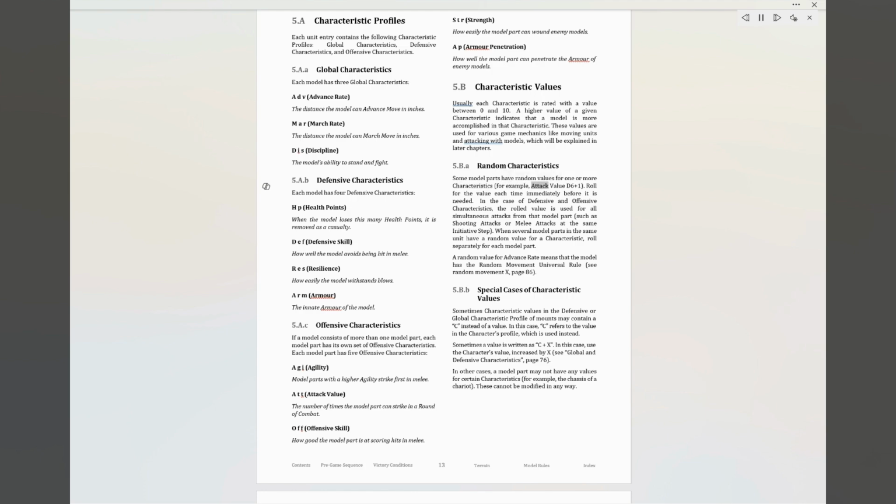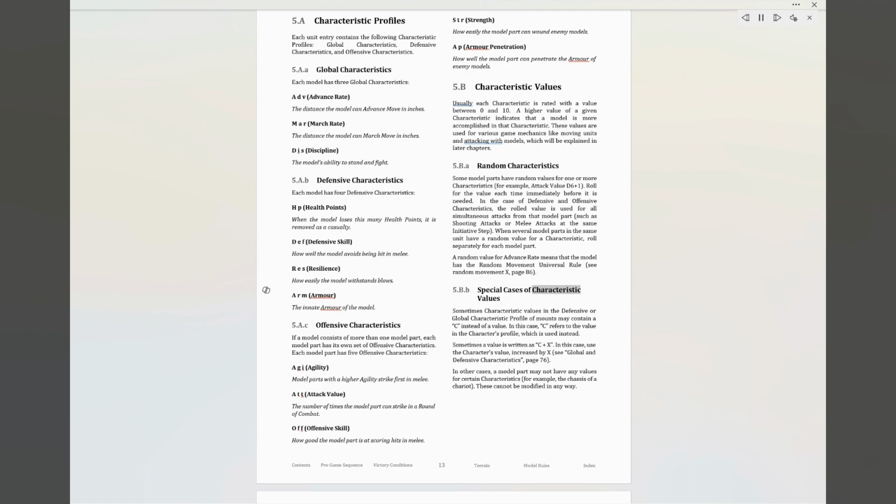For example, attack value D6 plus 1. Roll for the value each time immediately before it is needed. In the case of defensive and offensive characteristics, the rolled value is used for all simultaneous attacks from that model part, such as shooting attacks or melee attacks at the same initiative step. When several model parts in the same unit have a random value for a characteristic, roll separately for each model part. A random value for advance rate means that the model has the random movement universal rule. See Random Movement X, page 86.